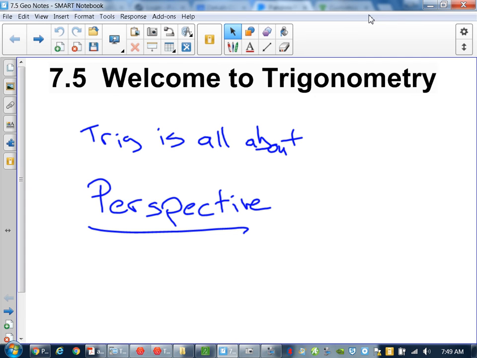Geometry is all about perspective. And what I mean by perspective is it's all about how you look at it. It's all about what you are looking at. It's all about where you are in a triangle and what parts are surrounding it. So trig is a very, very detailed, specific topic.